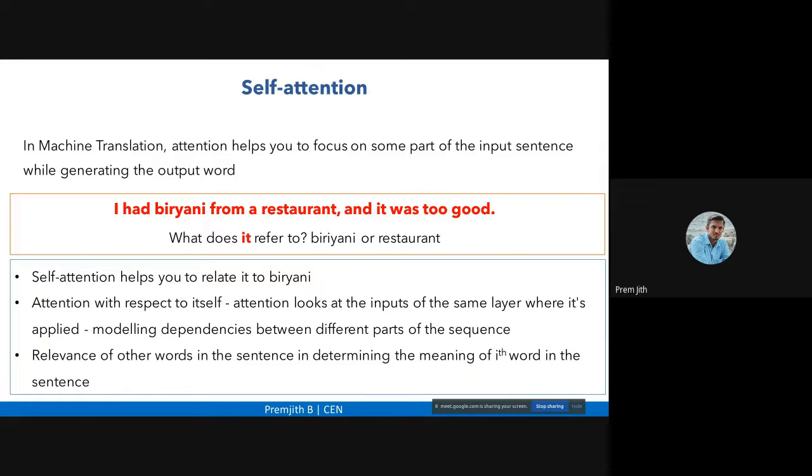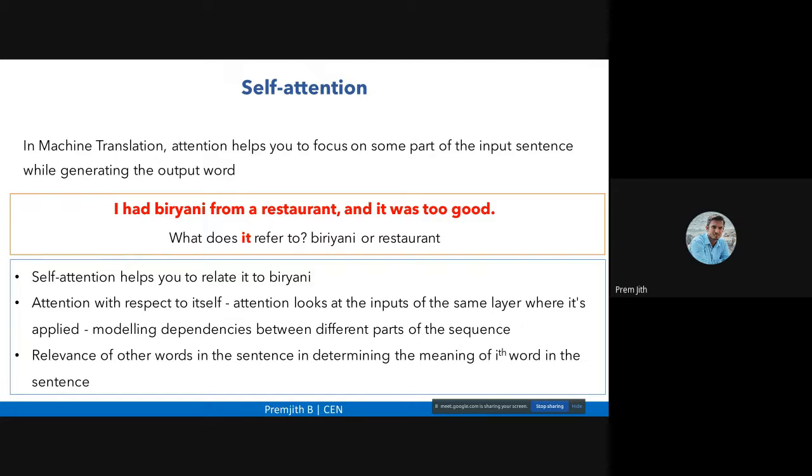Before that, I'll revise the concept of the attention mechanism. The attention mechanism helps you to focus on certain parts of the input data to predict the output data. So in this example, "I had a biryani from a restaurant and it was too good." What does "it" refer to, biryani or restaurant? We know that it refers to biryani, but a computer cannot understand that. It can predict biryani or restaurant, because it can match any other word in the sentence.